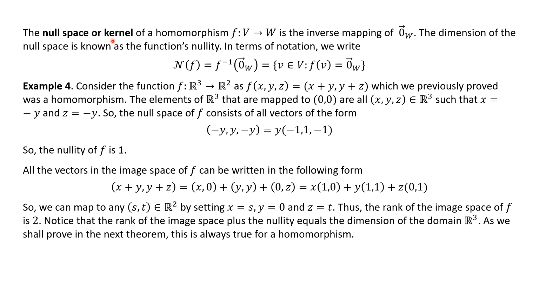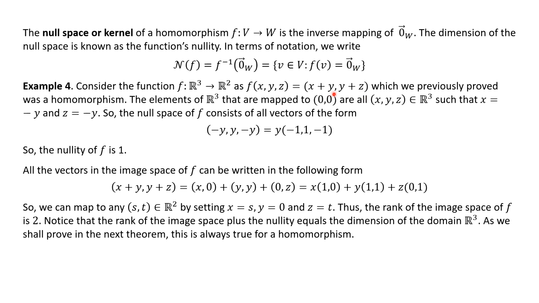The null space or kernel of a homomorphism F, mapping from V to W, is the inverse mapping of the zero vector in W. In other words, it's everything that gets mapped into the zero vector. The dimension of the null space is known as the function's nullity. And in terms of notation, we write it this way. So the null space of F is the inverse of the zero vector in W, or it's all vectors in V such that F of v equals the zero vector in W.